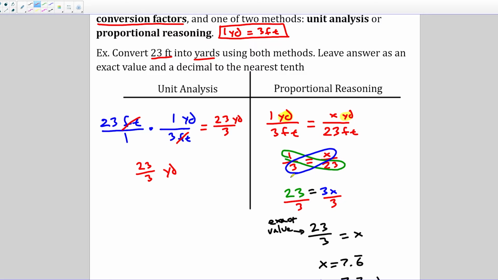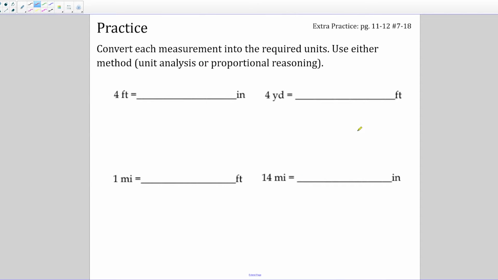So we can see here that unit analysis is actually quite a bit faster compared to proportional reasoning and is a little bit more useful in grade 10 since you're going to also be using unit analysis in Science 10 as well. Let's work through a couple more examples together.